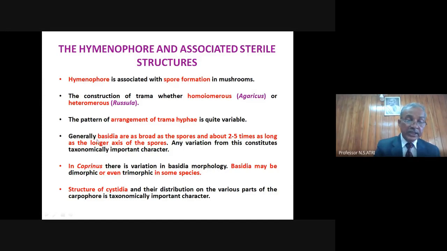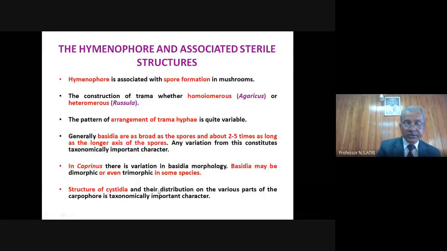Then basidia. Generally, basidia are as broad as the spores and about 2 to 5 times as long as the longer axis of the spores. This is a normal character. Any variation from this is a taxonomically important character. In Coprinus, there is variation in basidia morphology. Basidia may be dimorphic, having two types of basidia, or even trimorphic in shape.